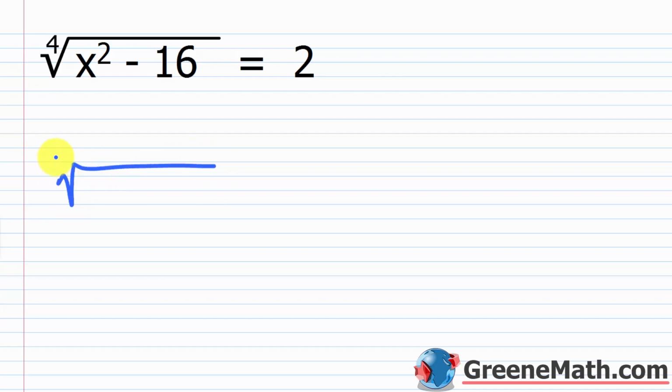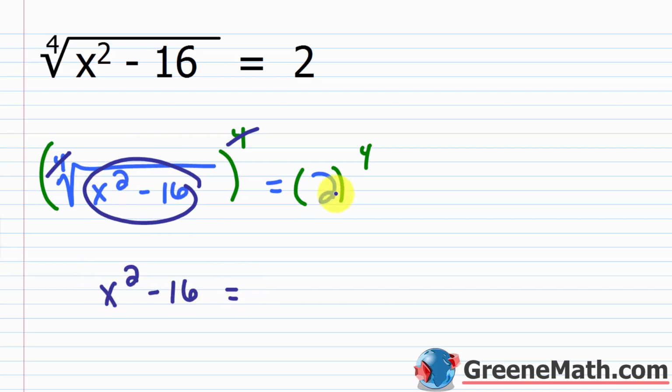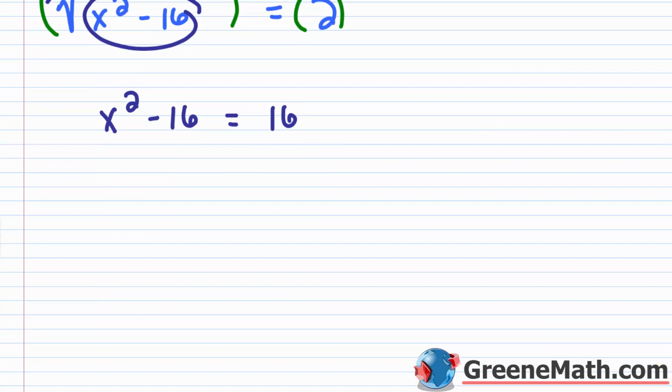So again, I've got the fourth root of x squared minus 16 is equal to 2. I'm going to raise this side to the 4th power and this side to the 4th power. So I know that, again, this index cancels with this exponent, and I just have my radicand. So I have x squared minus 16 is equal to 2 to the 4th power, which is 16. So let me scroll down and get some room going here. To solve this, I'm going to add 16 to both sides of the equation. That's going to cancel. I'll have x squared is equal to 32.